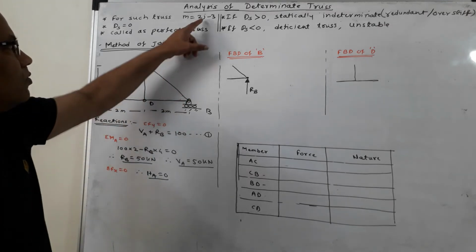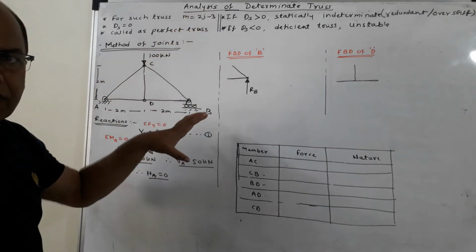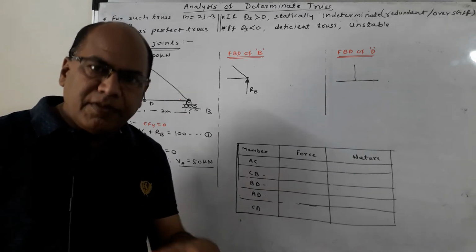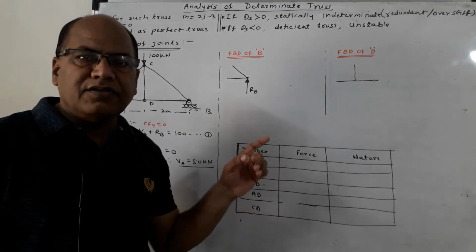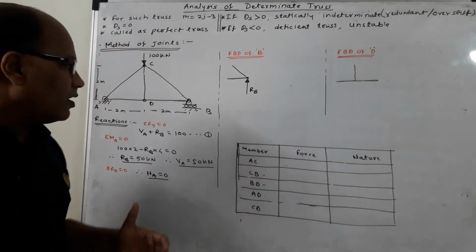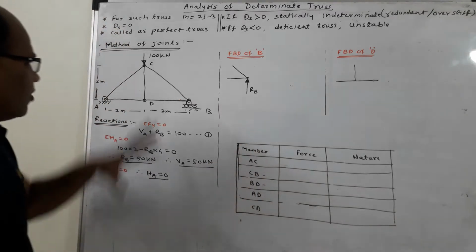So 4 into 2, that is 2j, is equal to 8. 8 minus 3 is 5. So 2j minus 3 is 5. m is also equal to 5. So m is equal to 2j minus 3, which means it is a perfect truss. So such a truss can be analyzed with the help of equations of equilibrium. Now I am going for that.